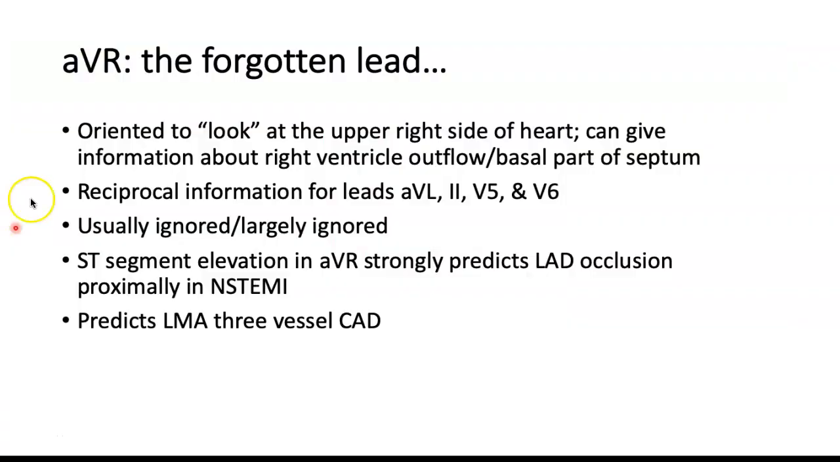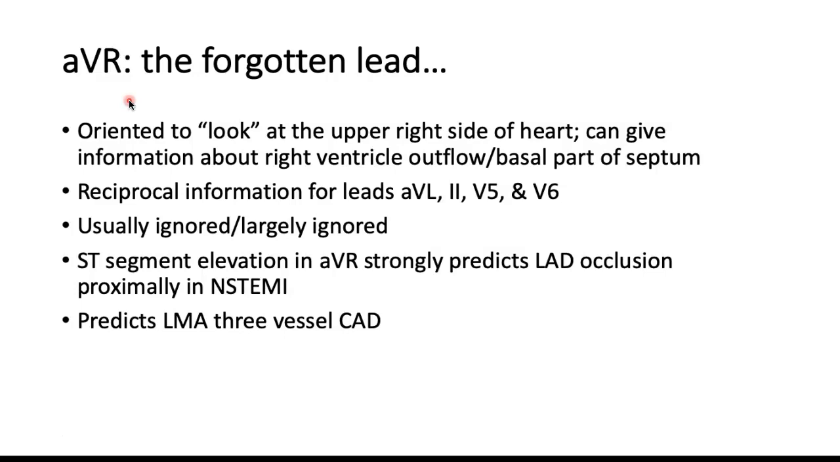Let's talk just a moment about AVR, which is a lead that we haven't talked about at all. AVR is often the forgotten lead or the ignored lead. This is the lead that is oriented to look at the upper right side of the heart and can give information about the right ventricle and the basal part of the septum. The reciprocal information for leads AVL to lead to V5 and V6.